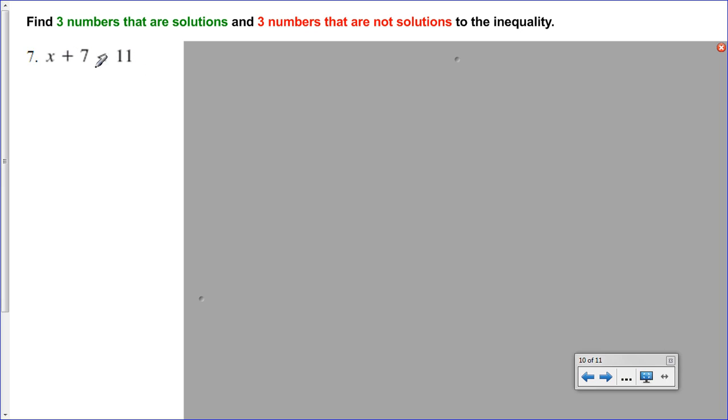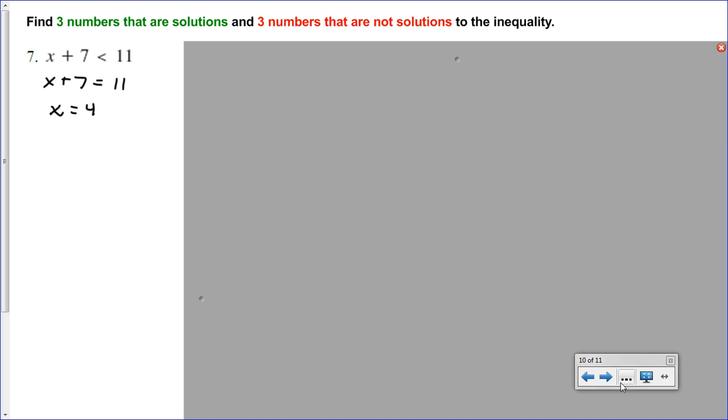If this were an equation, then let's pretend this is an equation. x plus 7 equals 11. Then the solution obviously would be 4. Okay, now, the solution of 4, if we add 7 to 4, we get 11. Now, is 4 a solution to the inequality? Is 11 less than itself? No.